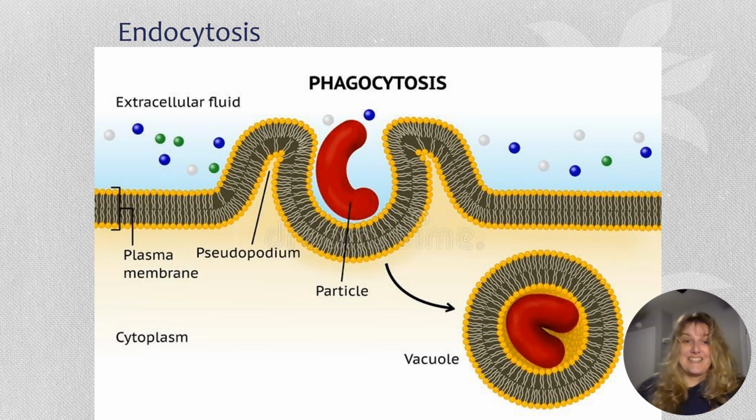Now, the other type of endocytosis is called phagocytosis. So remember, endocytosis is bringing something into the cell. We can do it through cell drinking, which is pinocytosis, or cell eating, which is phagocytosis. And it's the same concept. That cell wall is creating this little pocket, picking it up, enveloping it, pinching it off and bringing it inside a vacuole.